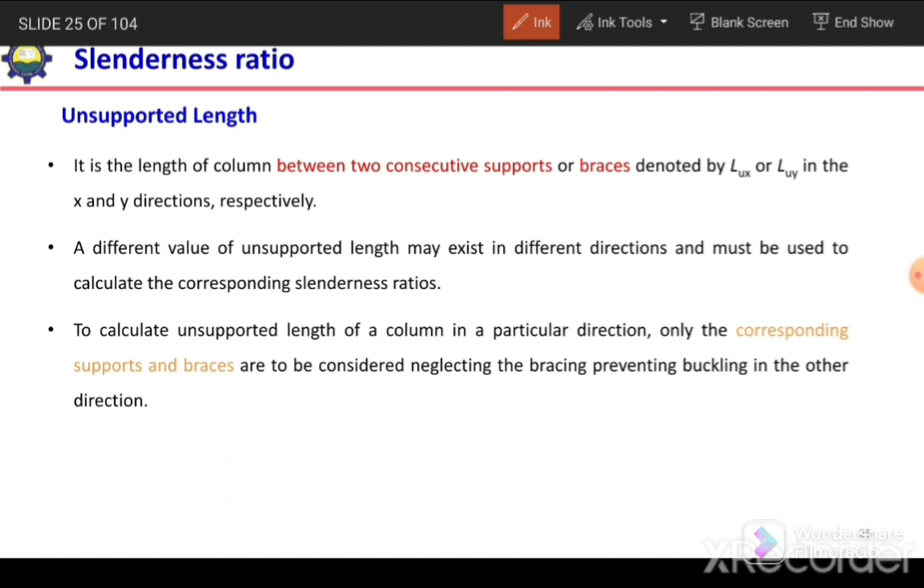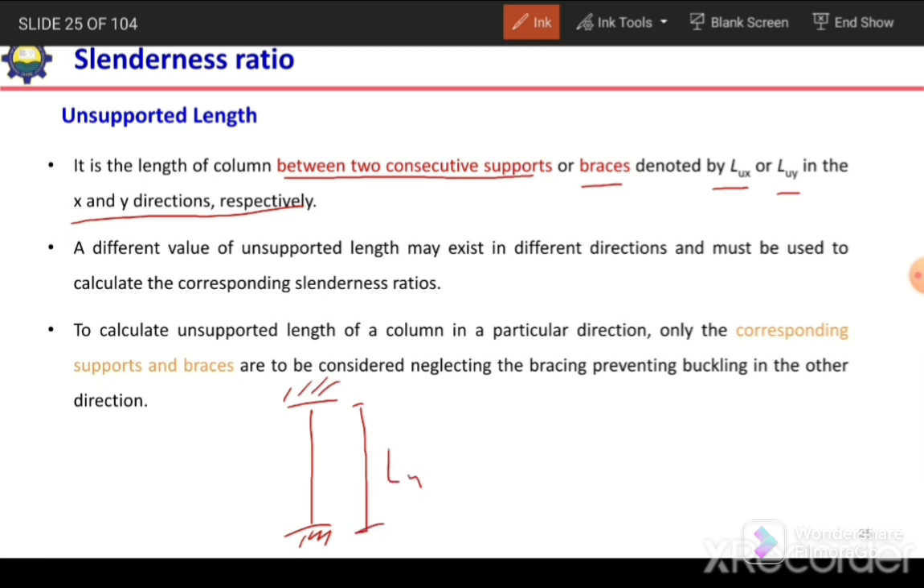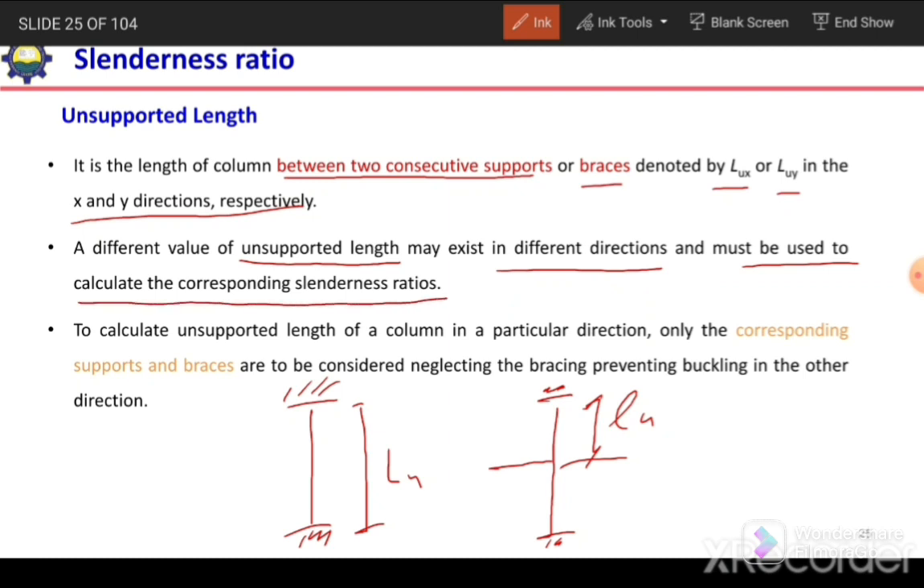So first of all, unbraced length. It is the length of column between two consecutive supports or braces, denoted by Lux, Luy in the X or Y direction respectively. So if we have a support here and a support here, this is the unbraced length Lu. But if we have bracing in between like this, in that case this much will be the unbraced length. A different value of unsupported length may exist in different directions and must be used to calculate the corresponding slenderness ratio. So first we need to consider the direction.